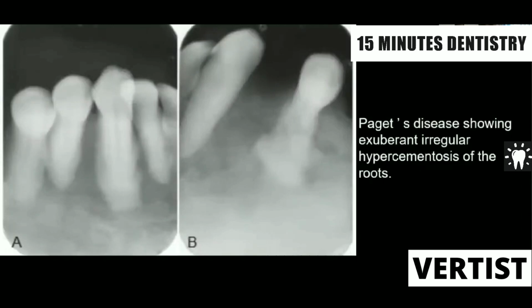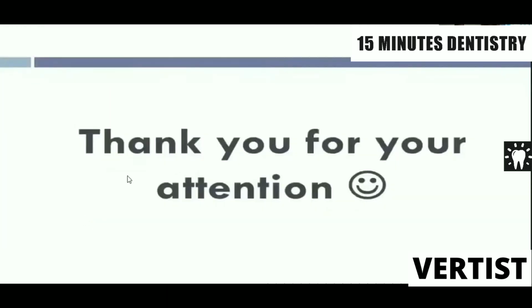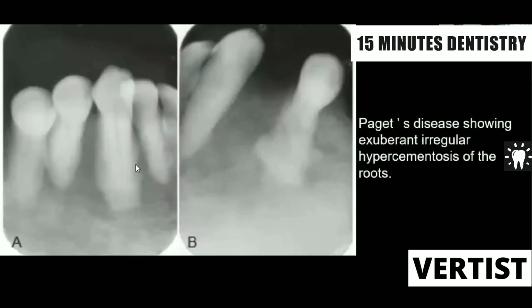So this is your Paget disease, and along with that, one more picture you see in Paget disease is the hypercementosis. You'll see this is the hypercementosis which will be seen. See this hypercementosis. You see in this radiograph also, you will see the hypercementosis along with the cotton wool appearance or the new bone formation which will be seen.